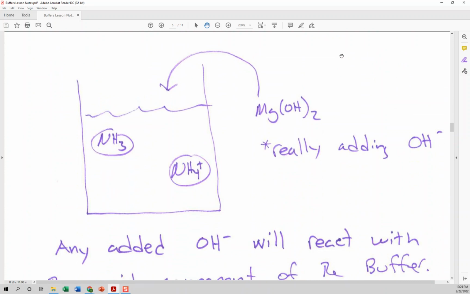Well, what if I add strong base? So let's say I added magnesium hydroxide. Again, we don't care about metal ions in solution. We just care that I'm adding hydroxides. Hydroxides are strong base, all right? So again, if this is our buffer system, remember, this is the base of our buffer, the ammonia, and the ammonium is the acid component of our buffer. If I add hydroxide to that, the strong base is going to react with the acid component, or the strong base is going to take out the acid component of my buffer.